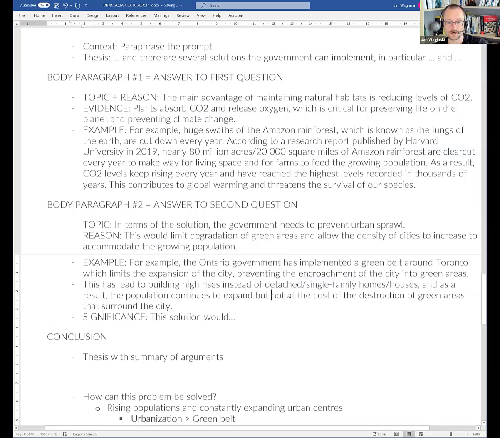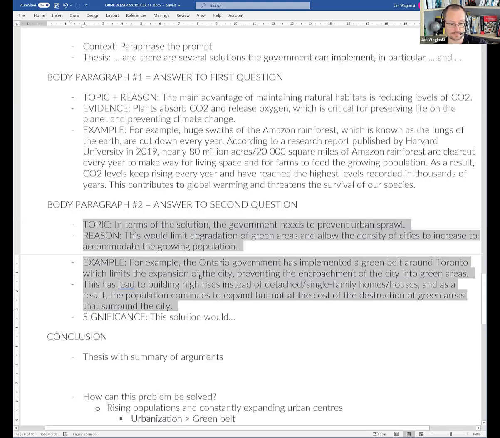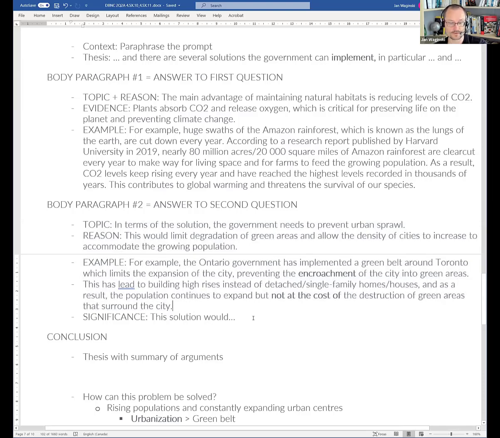This is a good phrase, "not at the cost of." Right? What does that mean? It means they are not taking the cost of the green of the trees and other things. Yeah, we don't have to pay for it by destroying our forest. Okay. This is a little bit short. Maybe you want one more sentence.